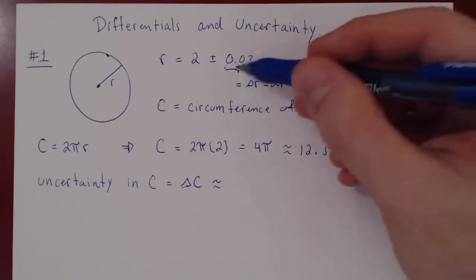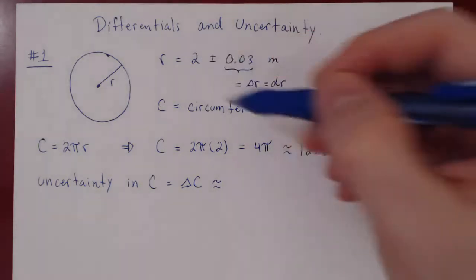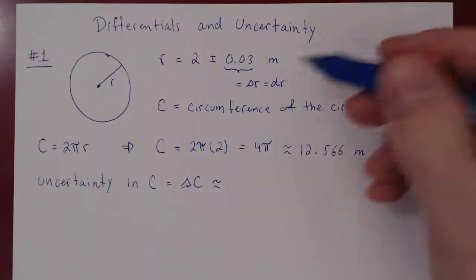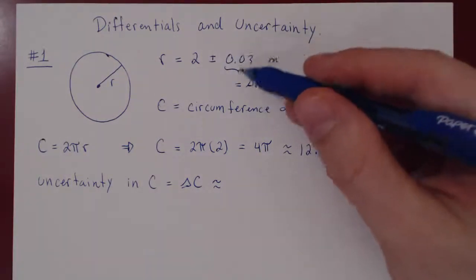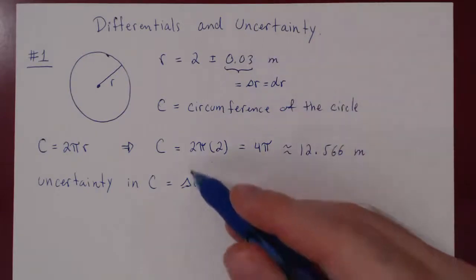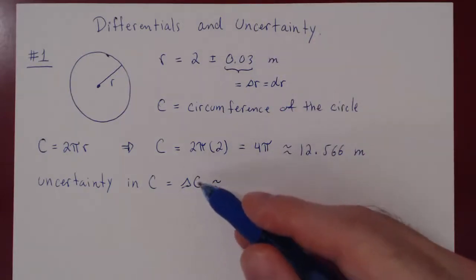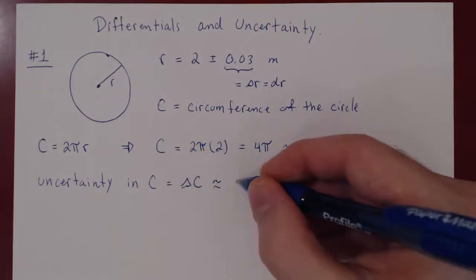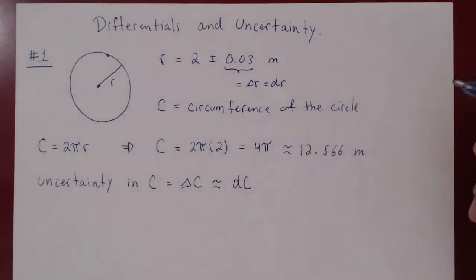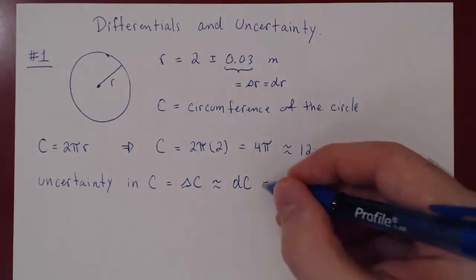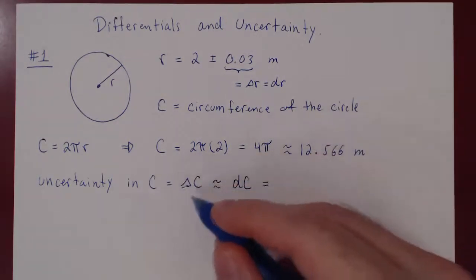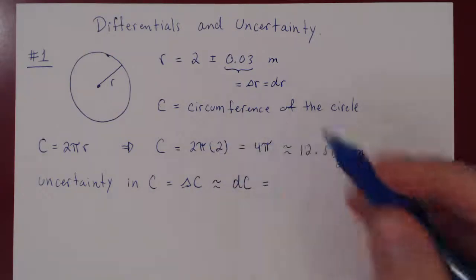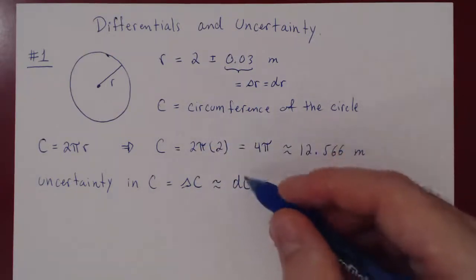So we'll say, and because we have a small error in the independent variable, delta r, which is fairly small compared to the measurement, right? 0.03 meters is small compared to 2 meters. So delta r is fairly small. So delta C, the exact change in the circumference, the uncertainty, will be very close to the differential. Well, and now we find our differential, which will give us a pretty good estimate of the uncertainty in our circumference.